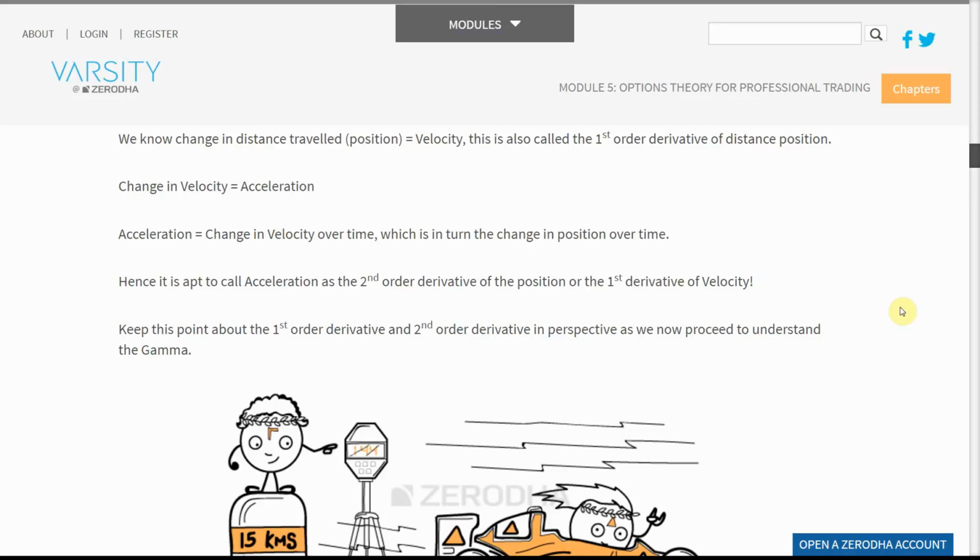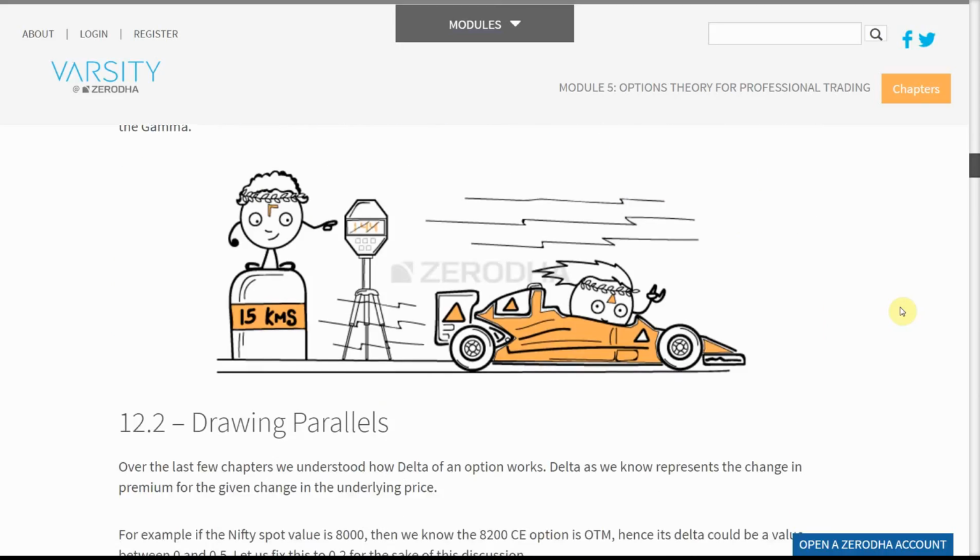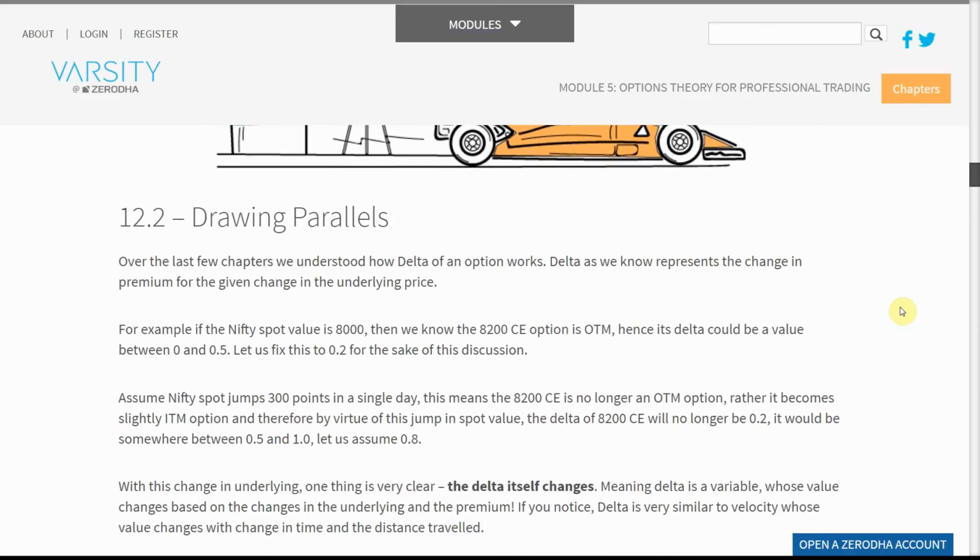12.2 Drawing parallels. Over the last few chapters we understood how the delta of an option works. Delta, as we know, represents the change in premium for the given change in the underlying price. For example, if the Nifty spot value is 8,000, then we know the 8200 CE option is OTM. Hence its delta could be a value between 0 and 0.5. Let us fix this to 0.2 for the sake of this discussion.